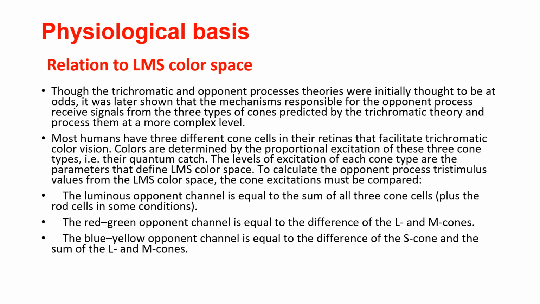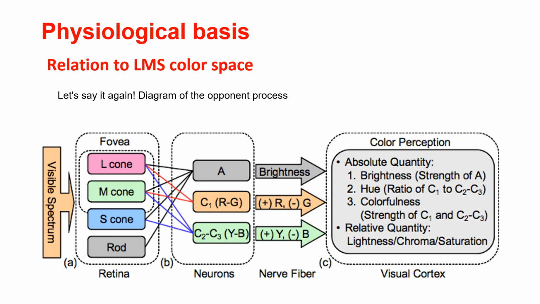To calculate the opponent process tristimulus values from the LMS color space, the cone excitations must be compared. The luminous opponent channel is equal to the sum of all three cone cells, plus the rod cells in some conditions. The red-green opponent channel is equal to the difference of the L and M cones. The blue-yellow opponent channel is equal to the difference of the S cone and the sum of the L and M cones.